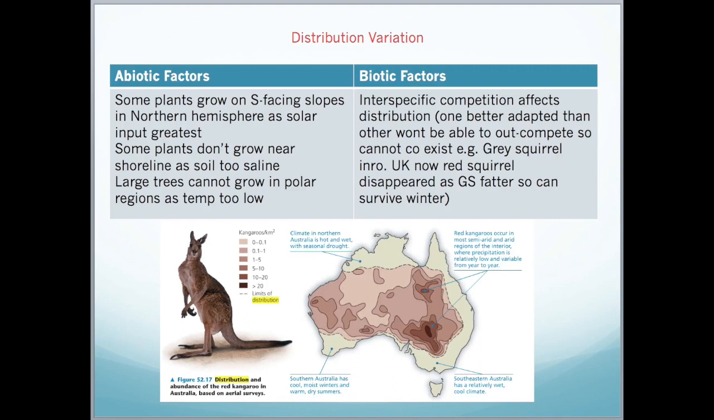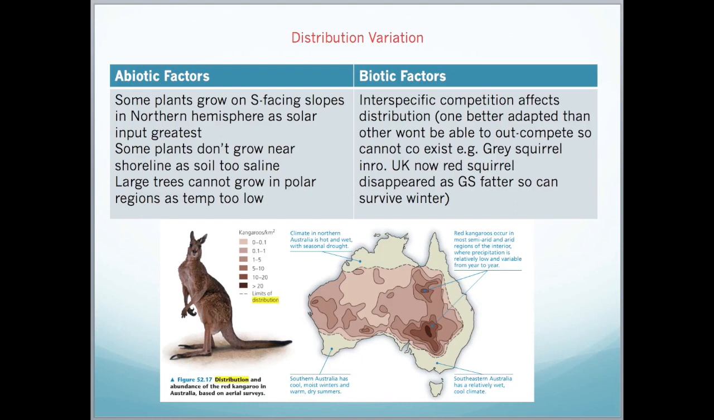So let's look at how abiotic and biotic factors affect distribution. Abiotic factors, for example, some plants grow on the south-facing slopes in the northern hemisphere as the solar input is greatest there. However, some plants don't grow near shorelines because the soil is too saline. And also large trees can't grow in polar regions because the temperatures are too low. So we can see this is how abiotic factors, so non-living factors, affect where we find certain species of animals or plants.